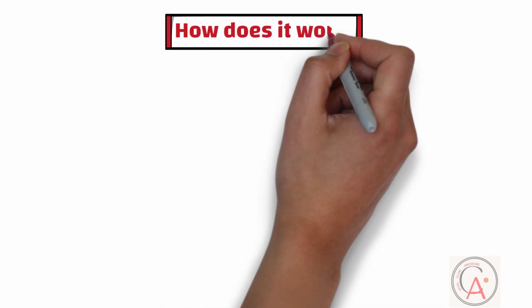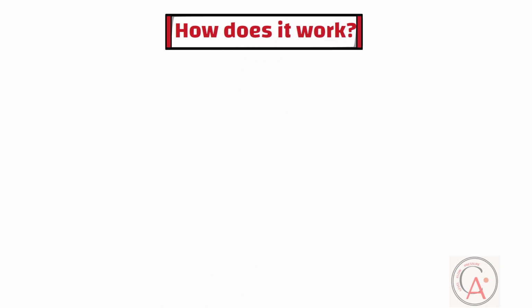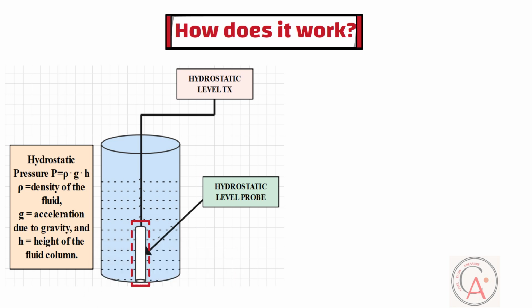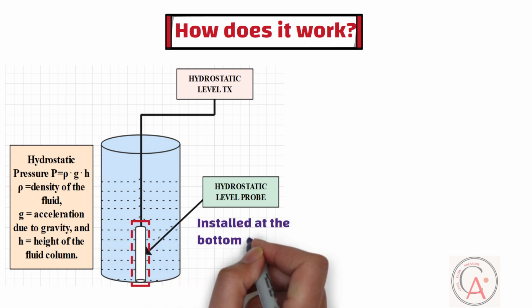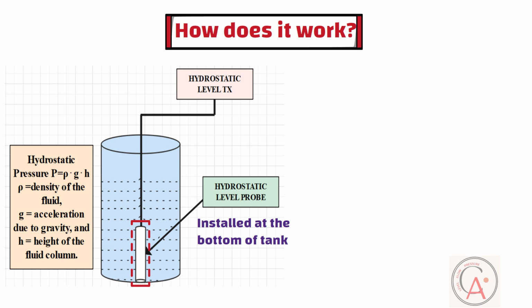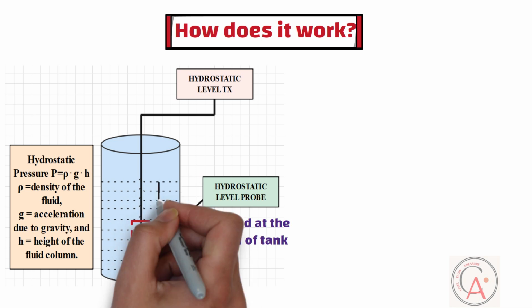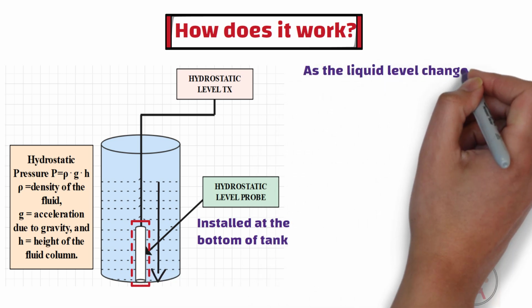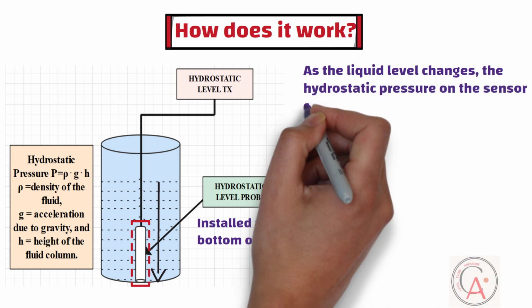Let's learn how a hydrostatic level transmitter typically works. The transmitter consists of a sensor, usually a pressure sensor, which is installed at the bottom of the tank or container where the liquid level needs to be measured. The pressure exerted by a column of liquid is directly proportional to the height of the liquid. As the liquid level changes, the hydrostatic pressure on the sensor changes accordingly.